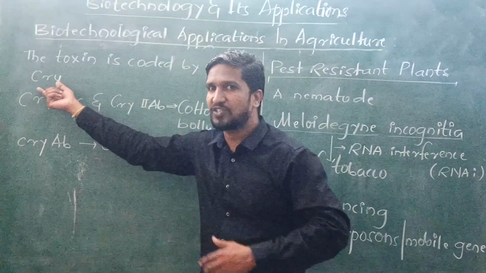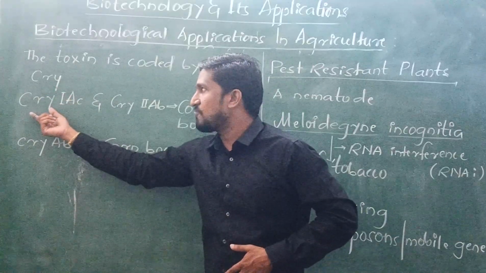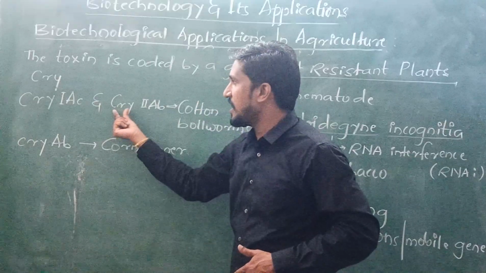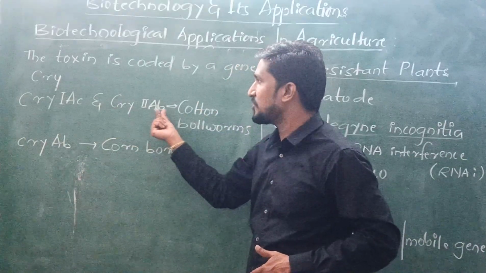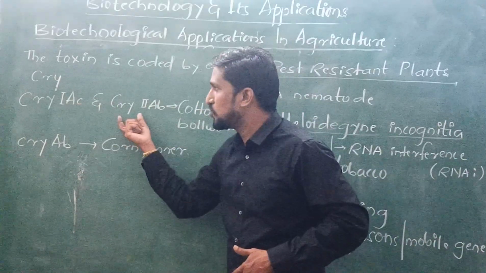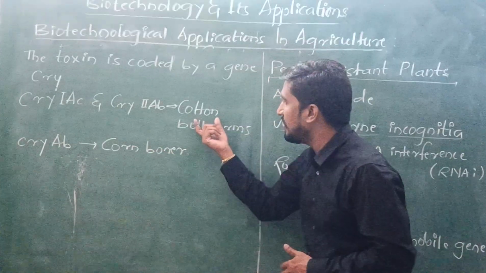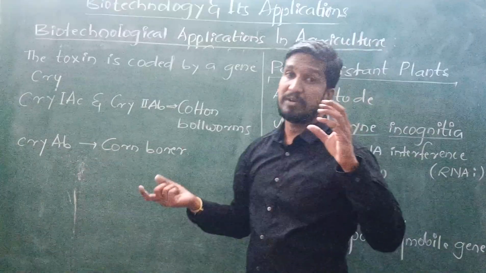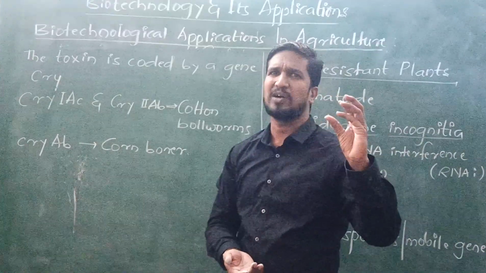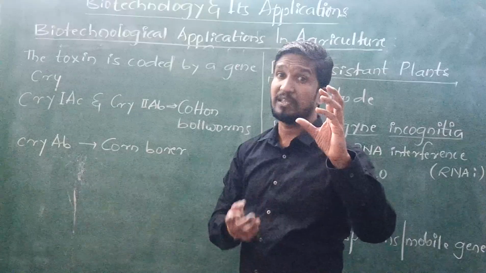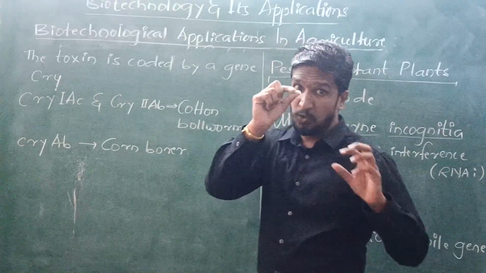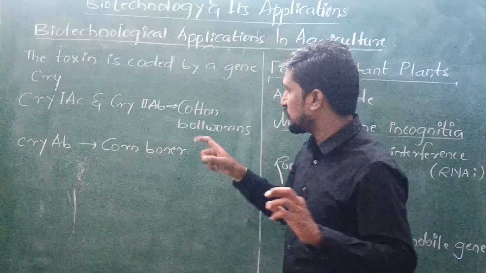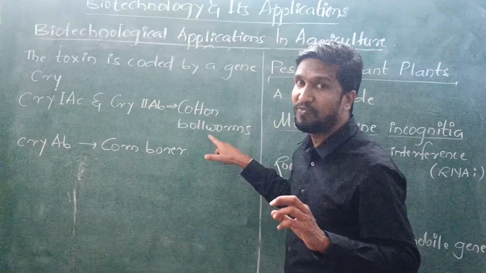There were different types of crystal genes, like CRY Roman number 1 capital A small c, CRY Roman number 2 capital A small b. These two genes are responsible for killing the cotton bollworm. The cotton plant bears flowers, the flowers become fruit, and the fruit becomes a boll, inside which the worm is present, like a chalk piece, and it is going to be eating this cotton bollworms.